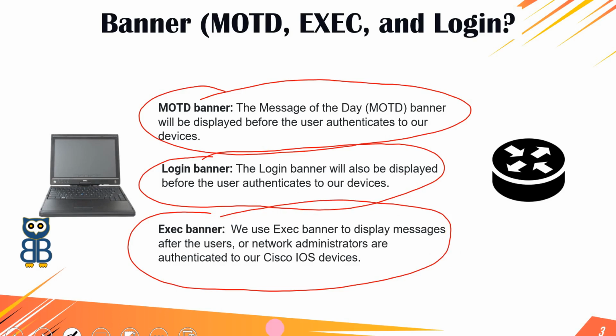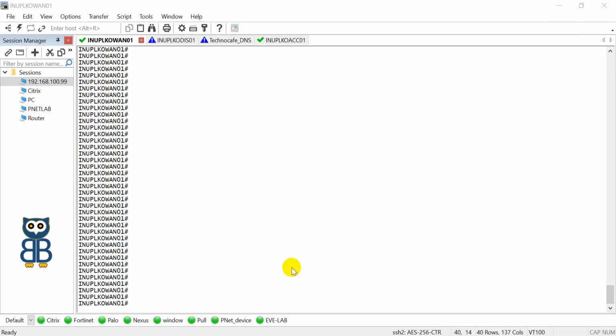So let's first understand what is MOTD banner. The message of the day. The message of the day banner will be displayed before user authenticates to the device. This type of banner may change regularly. Sometimes you will see a message like the device is under maintenance for a software upgrade. Such kind of messages you can regularly see when you log in onto the device. To create a MOTD banner on the Cisco router, use the command banner MOTD in the global configuration mode.